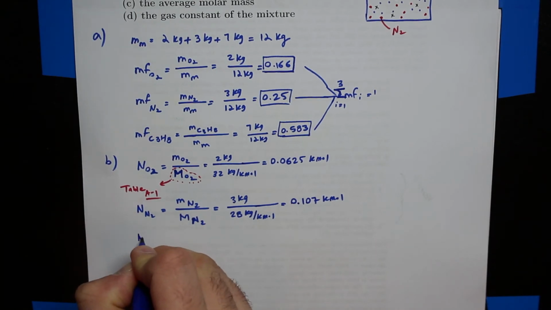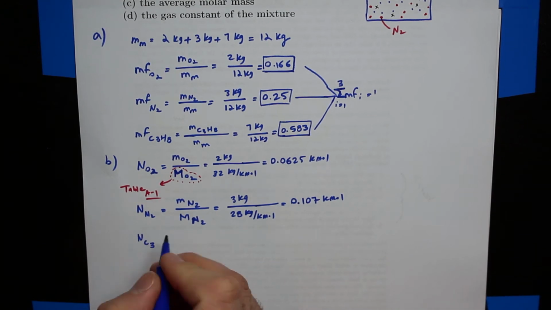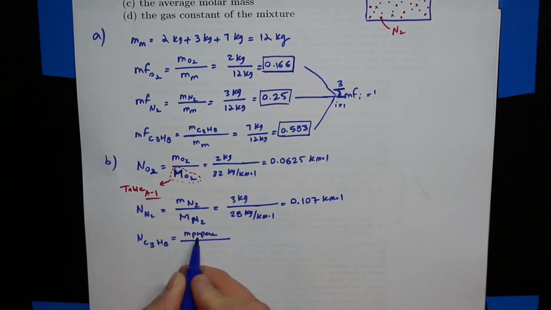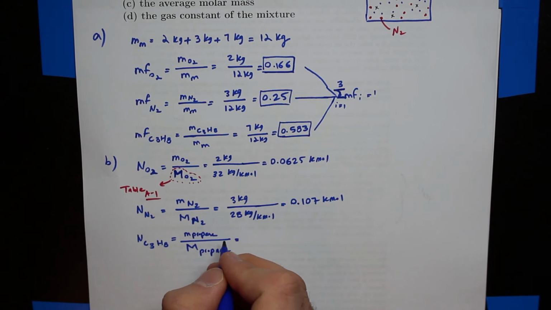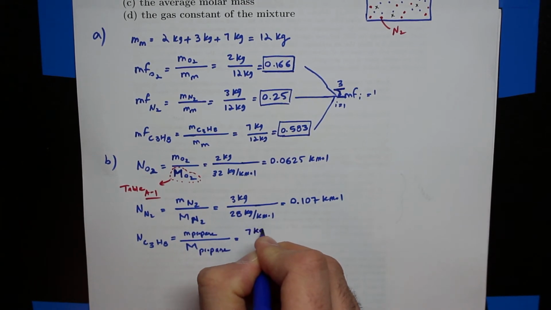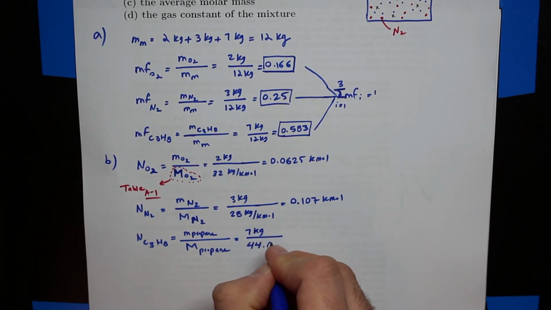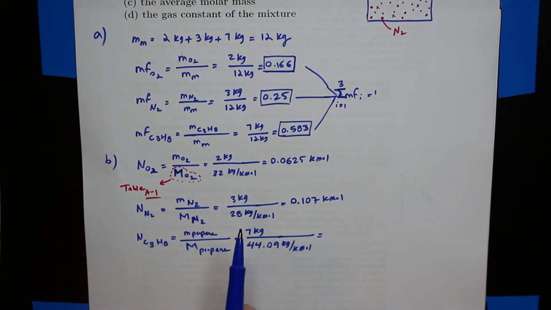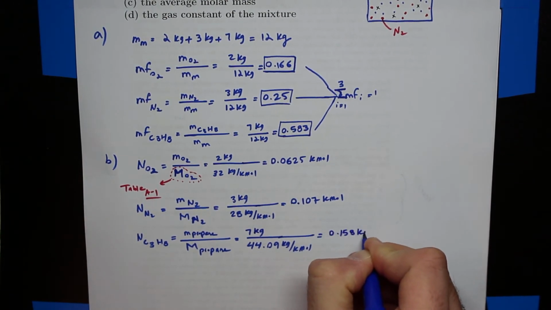And finally, I do the same calculation for the propane gas. So the number of moles is equal to the mass of propane, with propane as the subscript, divided by the molar mass of propane. The mass of propane is given as 7 kilogram, and the molar mass for propane is 44.09 kilogram per kilomole. All of these molar masses, by the way, once again, are coming from A1. So we have 0.158 kilomole here.